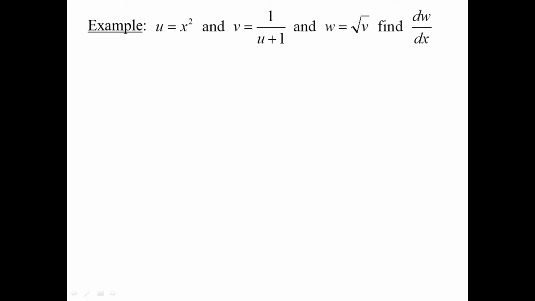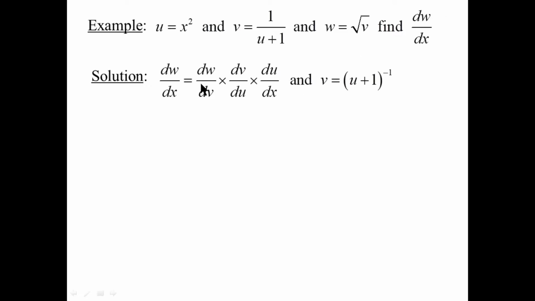And a last example. U is a function of x. V is a function of u. W is a function of v. Find dw by dx. So we're going to have to build links between w and x, because I don't have an equation with a w and an x in it. So, solution. We have to build the chain between w and x.